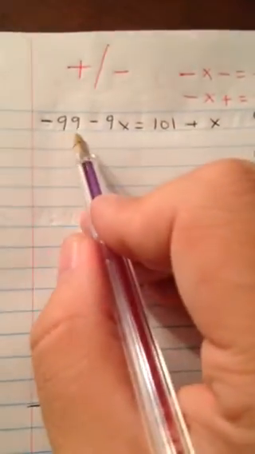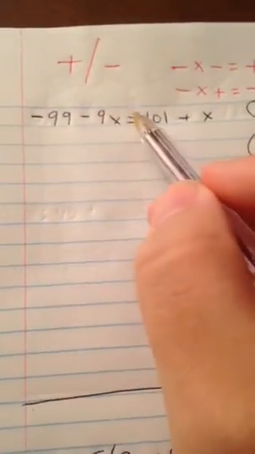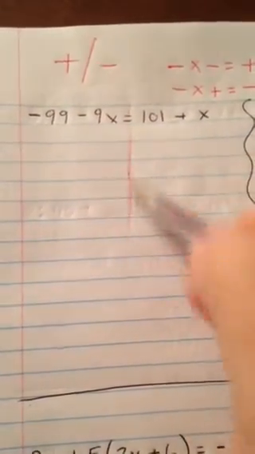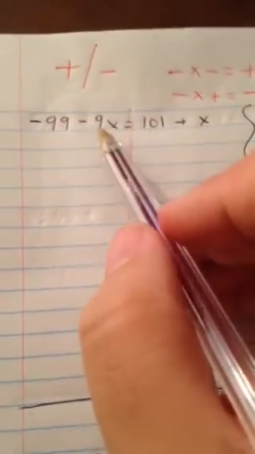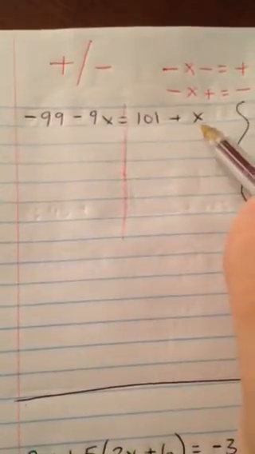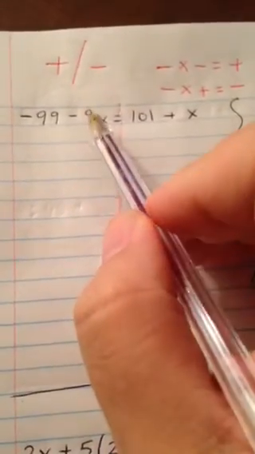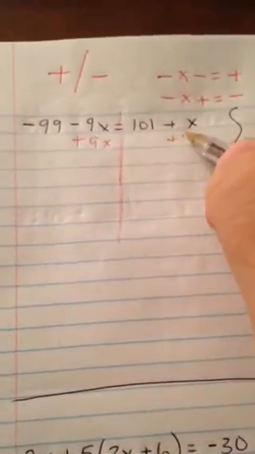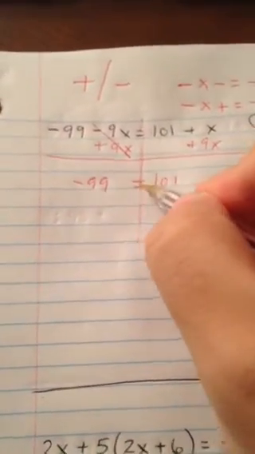So I currently have negative 99 minus 9x is equal to 101 plus x. I have to analyze the x's first. So I notice that this is where my wall is. And I notice that negative 9x is smaller than x. So I'm going to try to get rid of this because it's smaller, because it's most negative. So I'm going to add 9x to both sides. That gets rid of that, and I'm left with negative 99 over here. And I got 101 over here, making sure I put my equal sign.